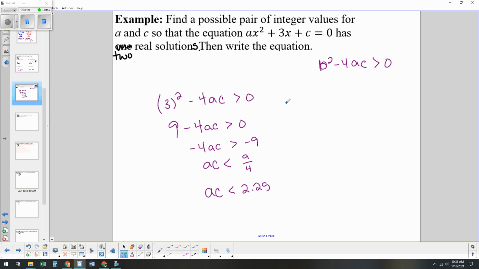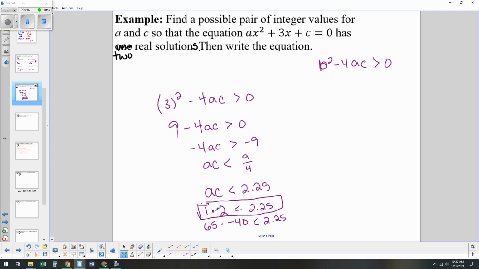This makes more sense because I need integer values, only whole numbers. So I need to find two numbers that multiply to something that's less than 2.25. I could do 1 times 2. 1 times 2 is 2, which is less than 2.25. I could do any positive number times any negative number, because that'll give me a negative number, right? I could have 65 times negative 40, and that's going to be less than 2.25 because that's a negative number. So really anything that's a positive times negative would work, or the numbers 1 and 2 would work. Let's stick with the 1 and 2.